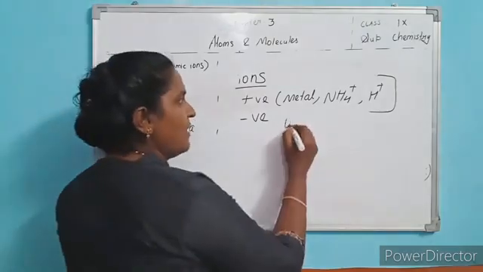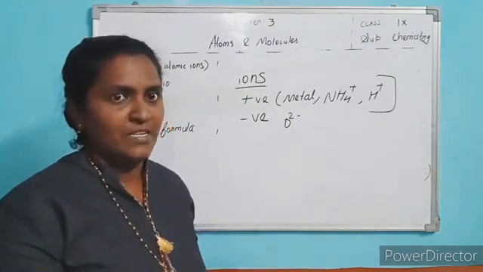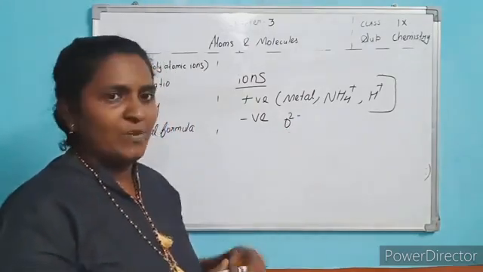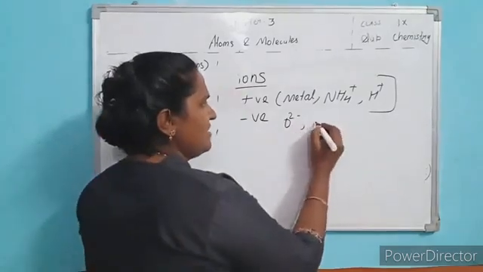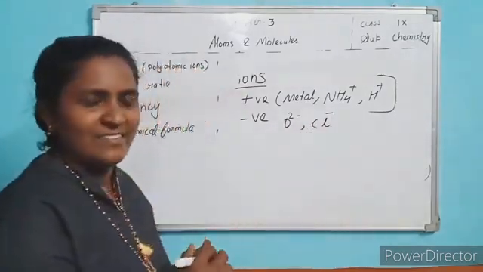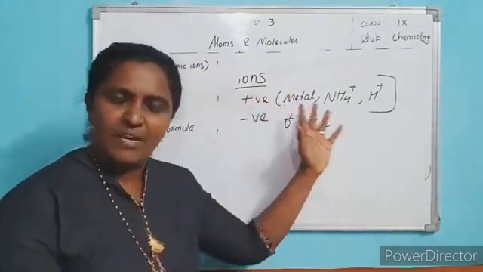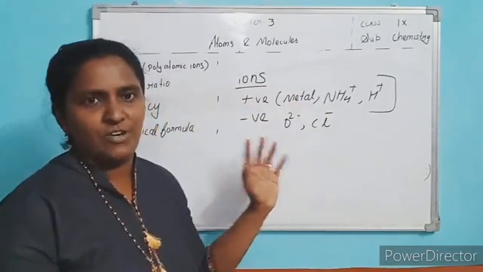O2 minus, how these ions form, you will study next year in 10th standard. O2 minus and then Cl minus, chloride minus, these are all ions. So charged particles are called ions. They may be positive charge or negative charge.